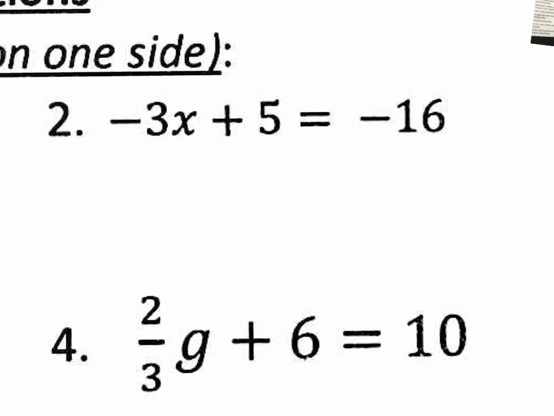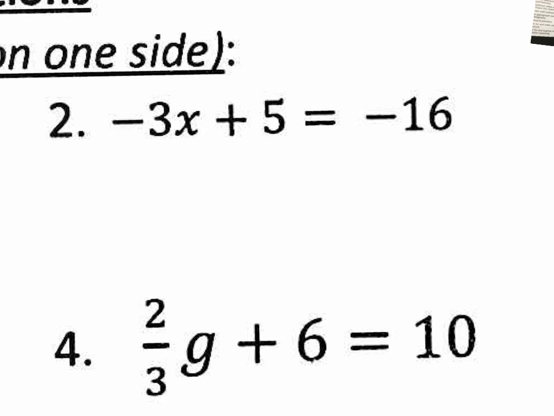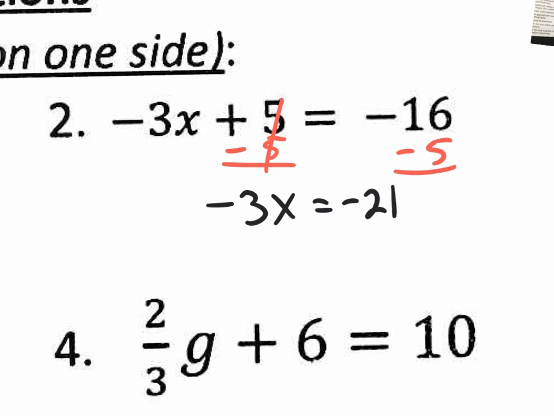Number 2. And what do I get? Negative 3x equals. Okay, and what do I do next? Divide by negative 3, right?